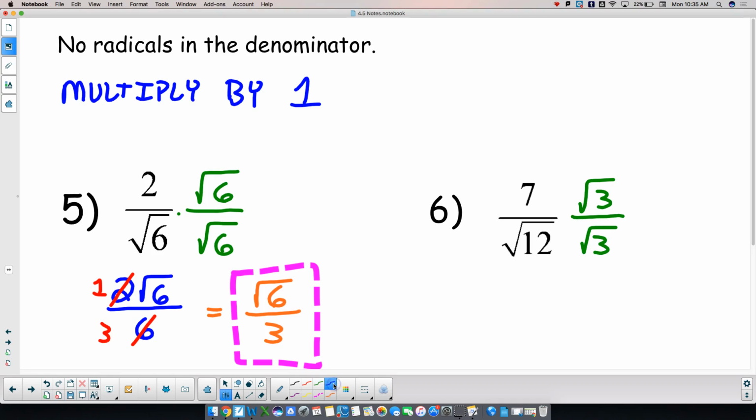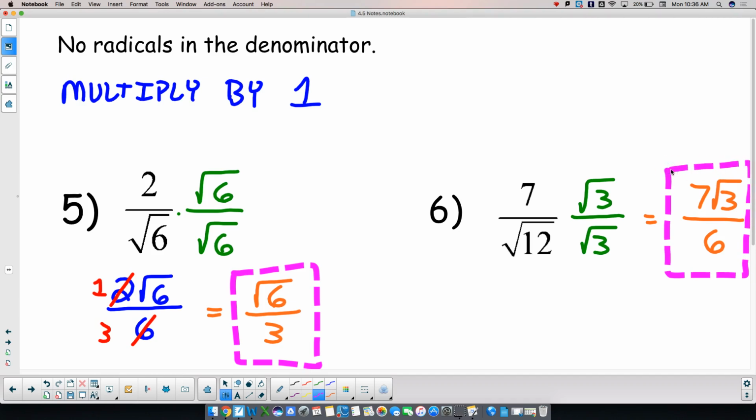On top, I get 7 times the square root of 3. What do I get on the bottom? What's the square root of 36? 6. Like I said, 1 is going to look a couple of different ways.